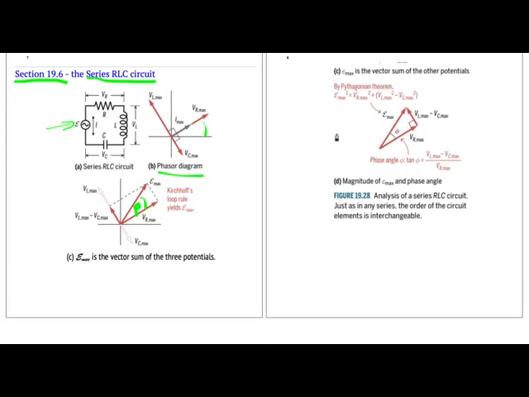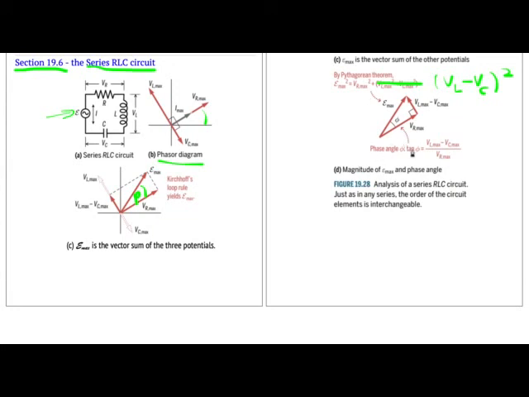By the Pythagorean theorem, Emax squared is VR squared plus, and this is wrong, that should be VL minus VC, squared. This picture is taken from the book. Well, the equation in the picture is wrong. The equation in the text is correct. It's just the Pythagorean theorem: Emax squared is VR squared plus VL minus VC squared.